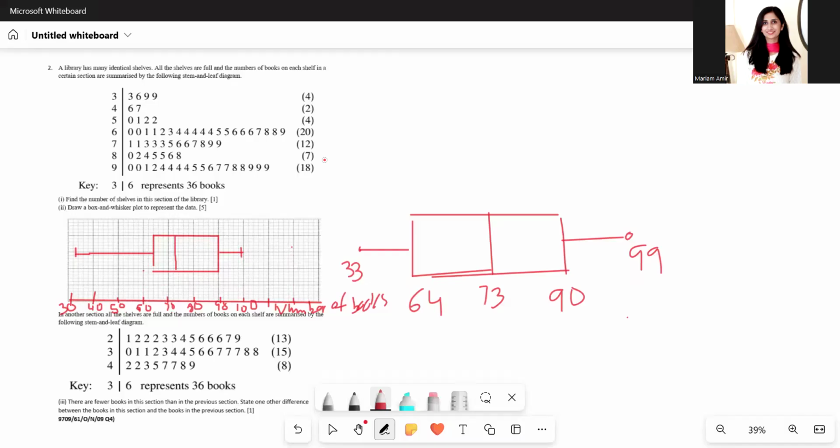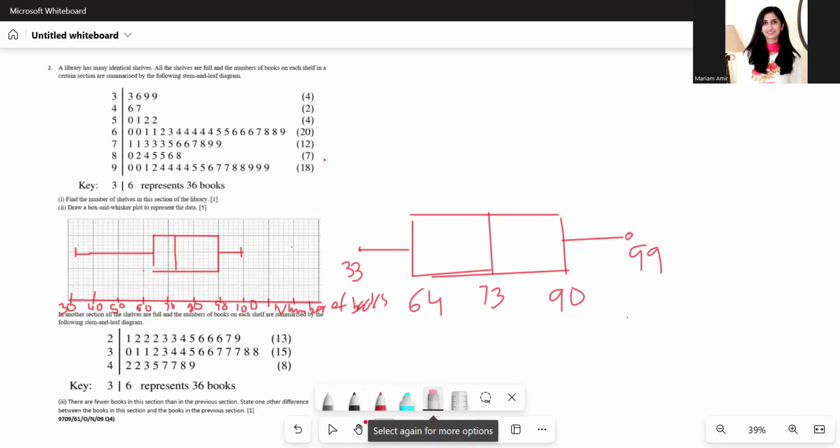In another section, all the shelves are full and the number of books on each shelf are summarized by the following stem and leaf diagram. There are fewer books in this section than in the previous section. We can see that if you count these, this will definitely be less than 67. What are we getting? 13 plus 15 plus 8. So there are only 36 shelves here. So there are fewer books in this section than in the previous section.